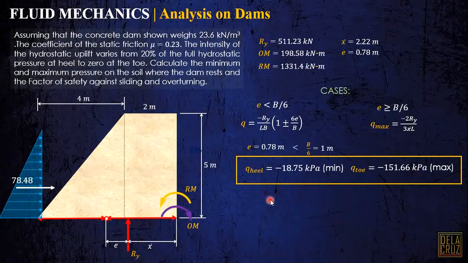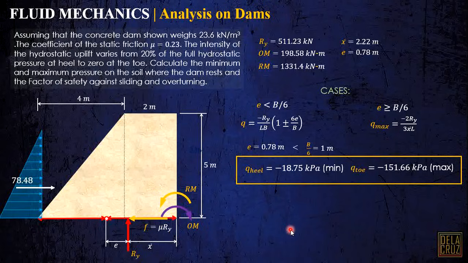Okay, now the factor of safety against sliding and overturning. So against sliding, we should account for the frictional resistance, the maximum frictional resistance here. If you remember, in our topic on friction, the maximum available friction is mu times the normal reaction. So in this case, that is just mu times Ry. This is the maximum available friction. This is not the actual friction.